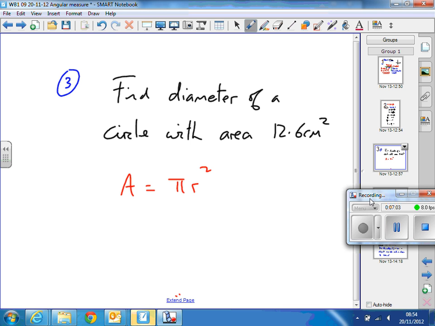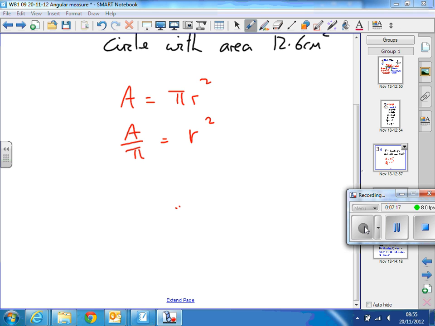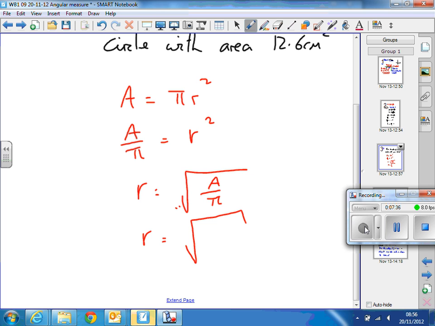So I've got to get r on its own, so what do I do? Divide by pi first and then square root. So divide by pi, area over pi equals r squared. Okay, so r equals the square root of a over pi. So that's rearranged the formula for r. So we need to be able to rearrange the formula to be able to use it in the correct form. So therefore r equals the square root of a, which is 12.6, over pi.